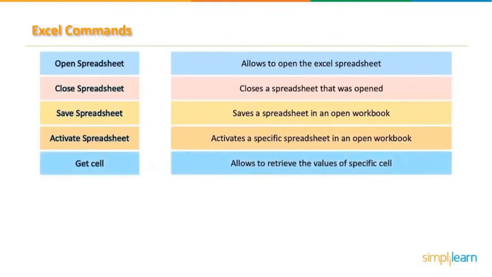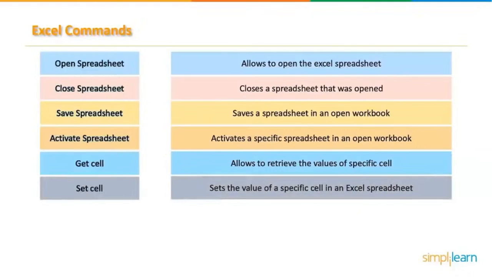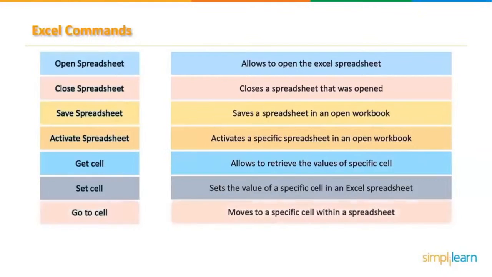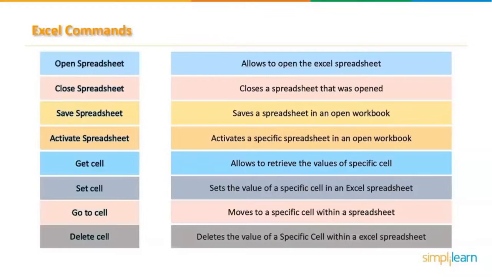Get cell. This command allows you to retrieve the values of a specific cell as well as the range of the cell. Set cell. This command sets the value of the active cell or a specific cell in an Excel spreadsheet. You can assign a variable to the cell value. Go to cell moves to a specific cell within a spreadsheet. It can move one cell to the left or to the right of the active cell, and it can move one cell above or below the active cell or move to the beginning or end of the column. Delete cell. This command deletes the value in an active cell or in a specific cell within an Excel spreadsheet.